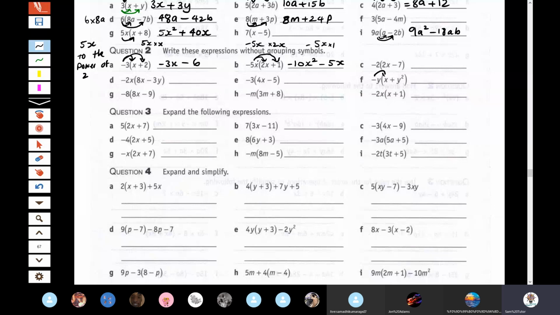Let's try this one where there's no numbers. What's negative y times x? Negative yx. Perfect. And then negative y times positive y squared. Again, a negative and a positive makes a negative. Y times y squared is y to the power of 3. There's a 1 there, there's a 2 there, and 1 plus 2 gives you 3.